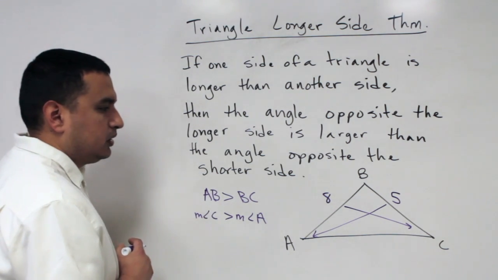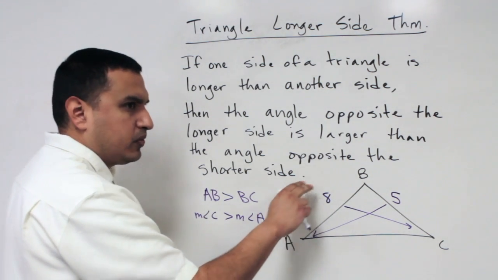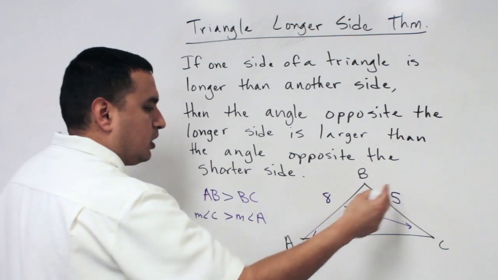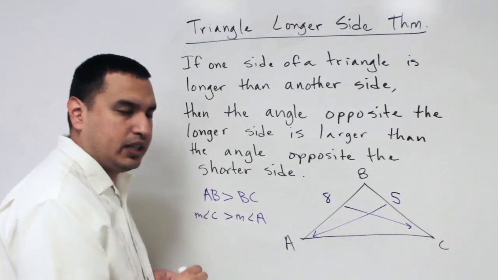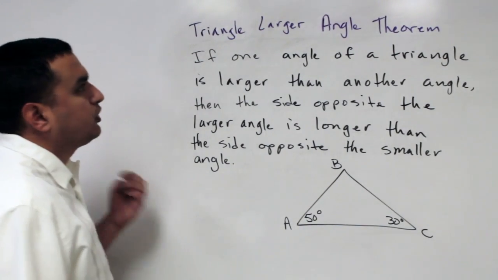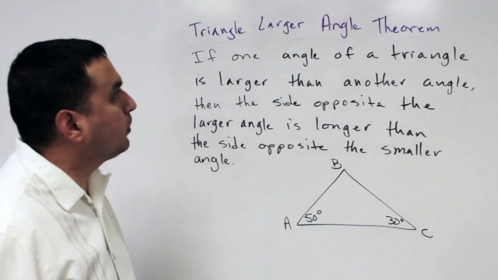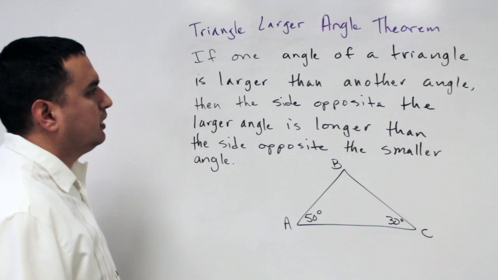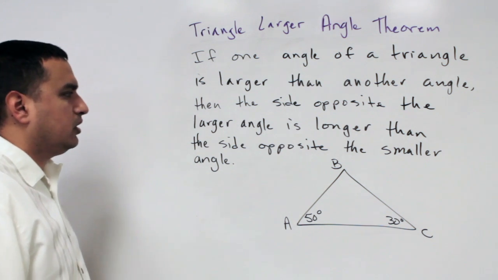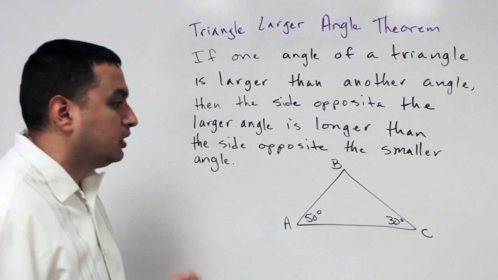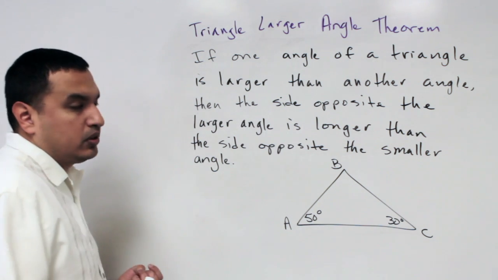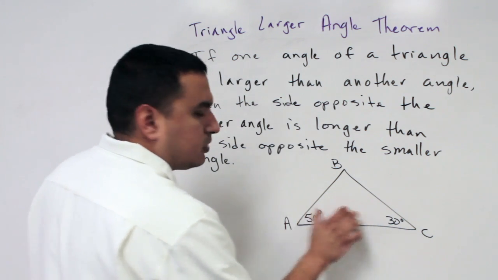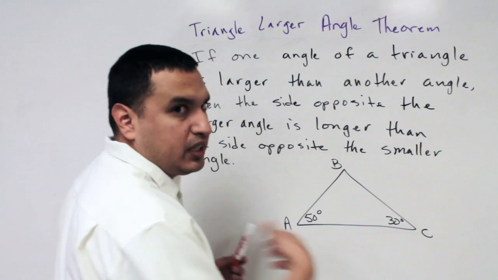So the longer side is across from the bigger angle, and the shorter side is across from the smaller angle. The triangle larger angle theorem says that if one angle of a triangle is larger than another angle, then the side opposite the larger angle is longer than the side opposite the smaller angle. So it's kind of backwards from the triangle longer side theorem, because in this case I'm giving you the angles and you have to determine which sides are bigger.